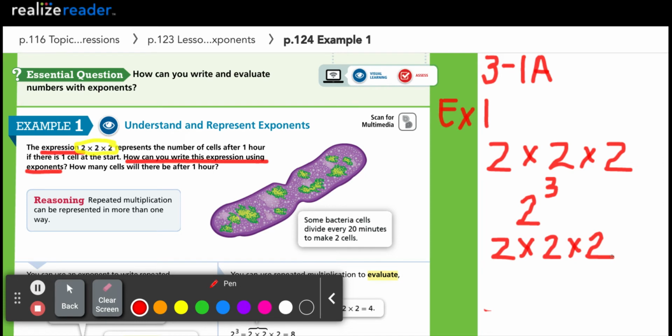So to answer the first part of the question, how can you write this expression using exponents? This would be our answer. 2 to the third power. And that's how you read it. 2 to the third power.